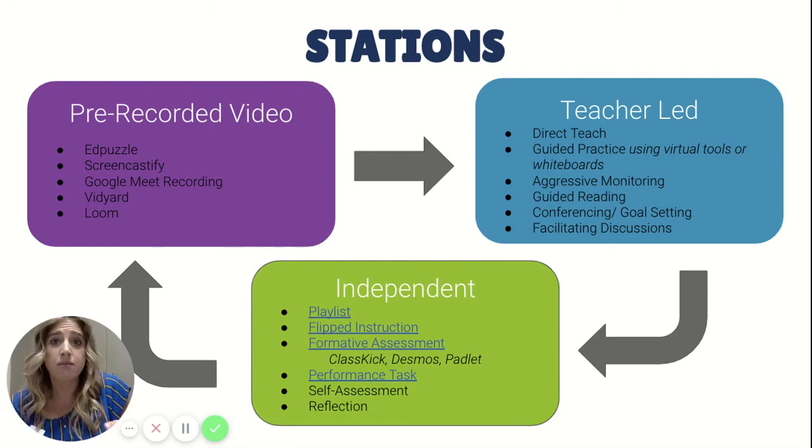It could be your aggressive monitoring time. We know that during our COVID times, it can be difficult to aggressively monitor both groups at the same time. So providing a small group to aggressively monitor and see the pathways and use your check marks or X's or whatever you need to do in the small group can be super helpful.